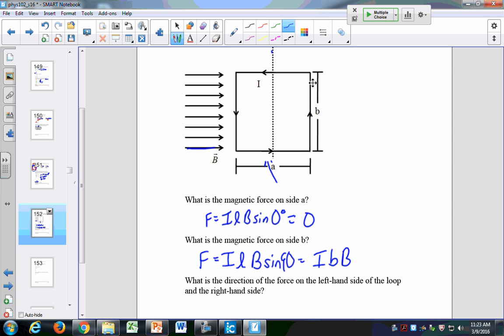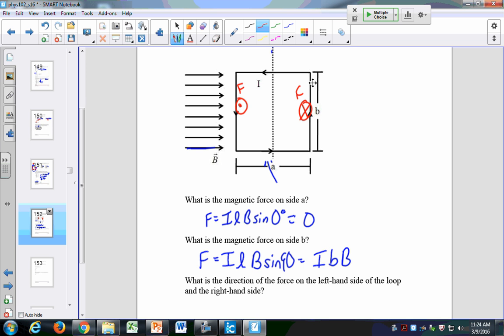If I look at this side, my current is in this direction, my magnetic field is in this direction, so my force is into the page on this side of the loop. If you do the same for this side of the loop, you'll find that the force is out of the page. And so what you're going to get is a force that is equal in magnitude but opposite in direction from this side. And that's going to cause your loop to turn like this. And so your loop is going to turn with one force on one side pushing in and one force on the other side pulling out.